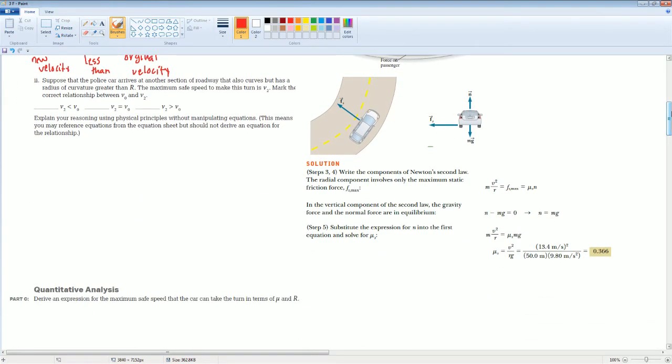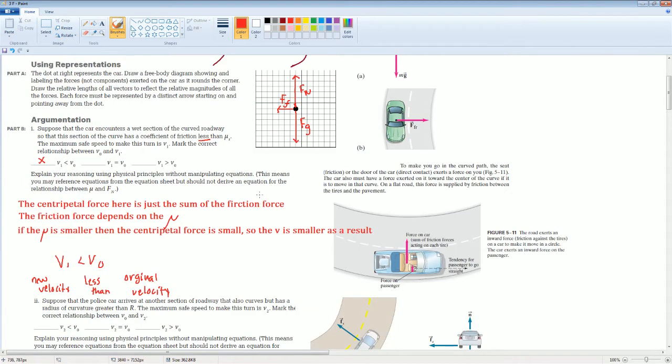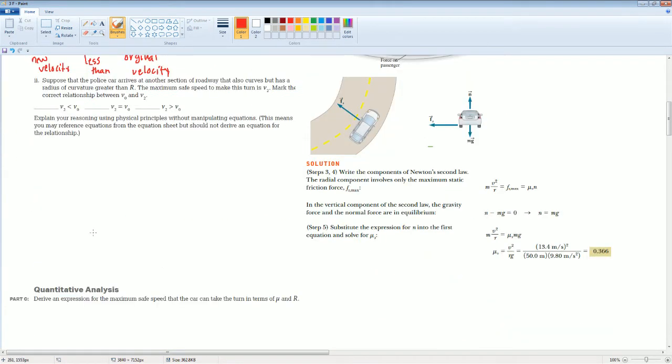Suppose that the car arrives at another section of the road and it curves and it makes a radius of curvature greater than r. You are going to mark the speed that is responsible. So here it is a bigger curve. Let's see how that would change. You're not looking at any equations quite yet. So let's just look at how the R affects the force.